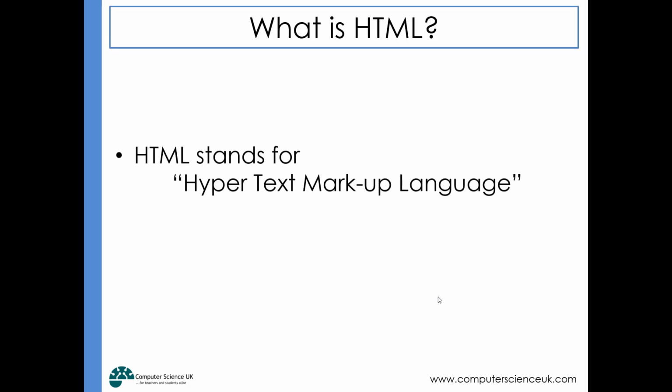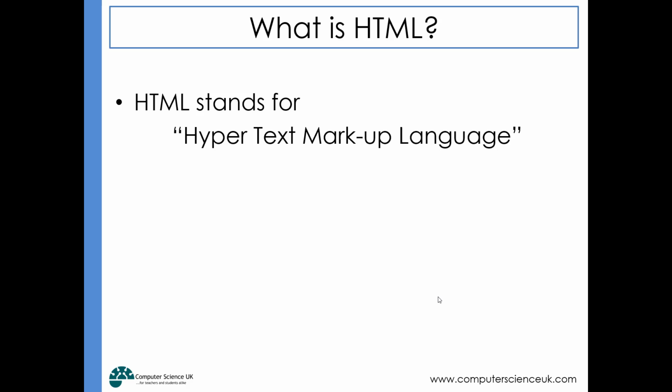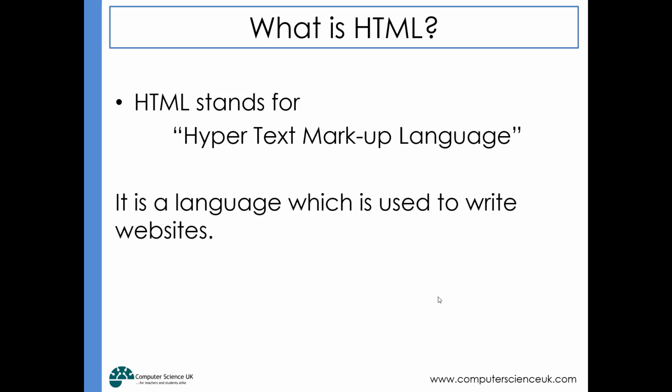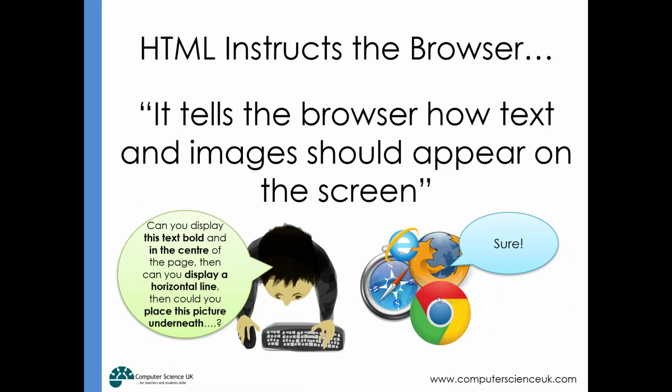Now, what is HTML? Well, hopefully we know that HTML is a language used to write web pages. It stands for Hypertext Markup Language. And ultimately what HTML does is it tells the browser how text and images should appear on the screen. So let's have a look at an HTML IDE, Integrated Development Environment, where we can see how some code that we write would display on a page.